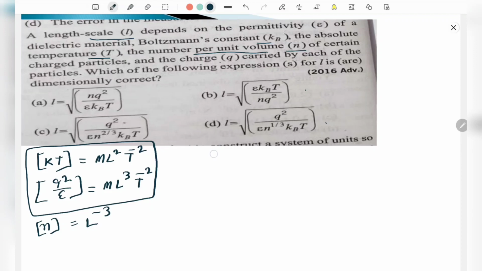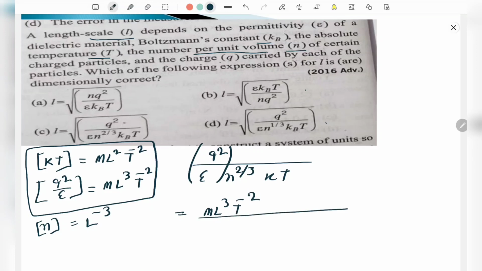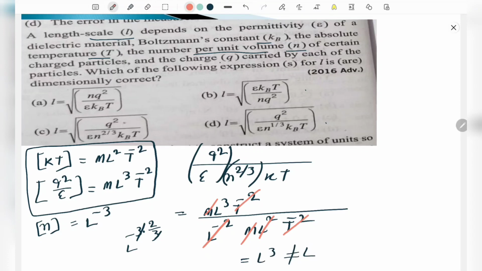Moving on to the second option, that is q square by epsilon into the 2/3 kT. Q square by epsilon is ML cube T to the minus 2 into the power 2/3, that means L to the minus 3 into 2/3, that means L to the minus 2, and kT has the dimension ML square T to the minus 2. This L square cancels out, T to the minus 2 cancels out. What remains is L cube, root over which is not equal to L. Therefore, this option is also incorrect.